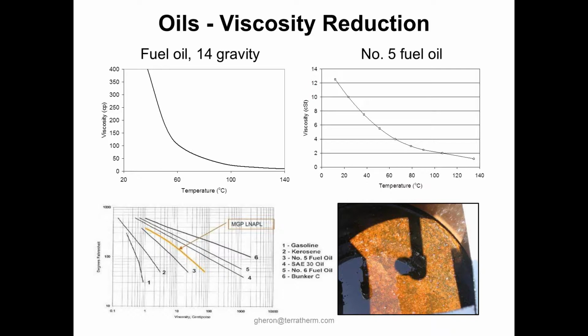And then when you heat it to near the boiling point, the viscosity drops to 10 or 20, and it's more like thick milk or something like that. Really a huge difference in viscosity when you heat things, and that applies to other NAPLs, as you can see in that kind of murky log plot there.